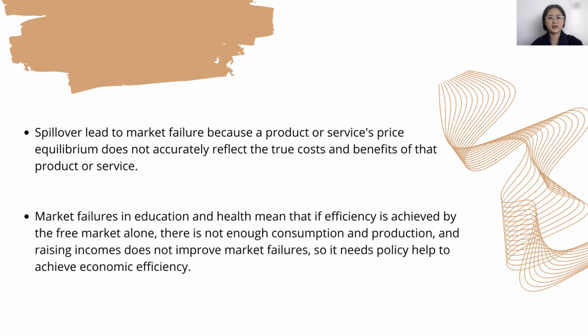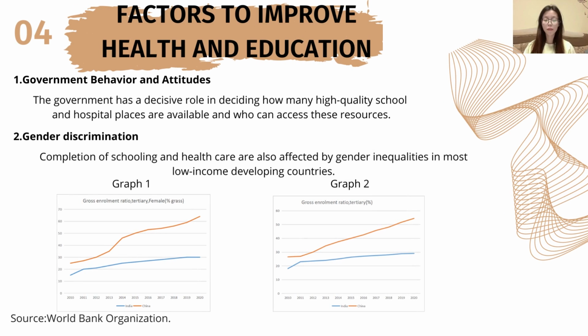Price in the free market cannot truly reflect the real demand and supply in the market. So increased income cannot improve market failure. Therefore, policies are needed to help achieve economic efficiency. So what other factors can improve health and education?